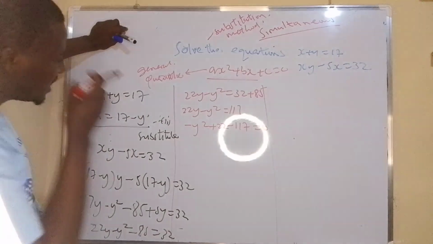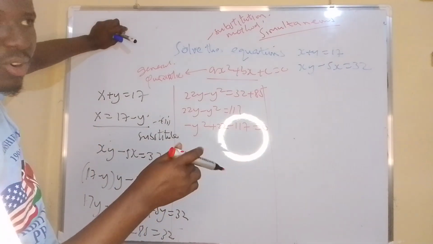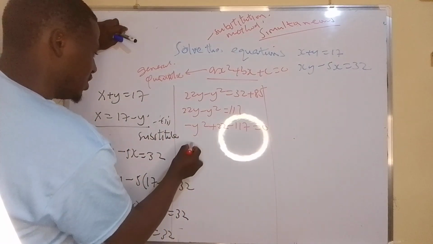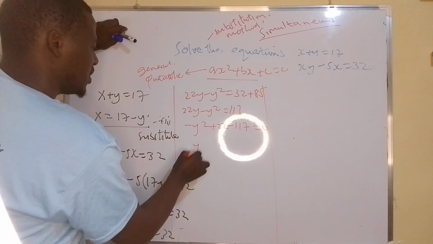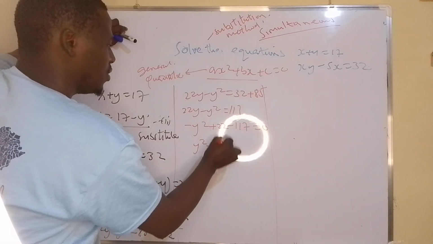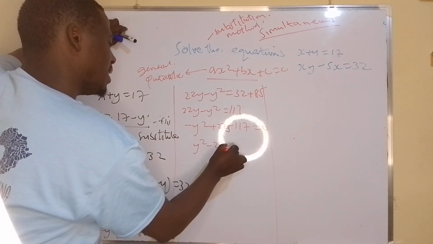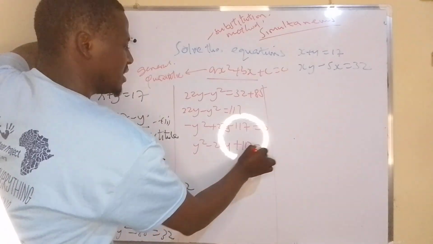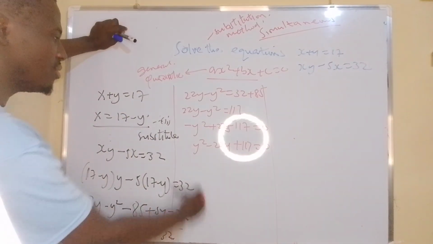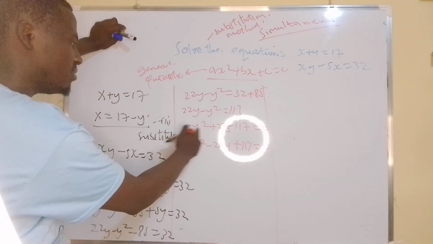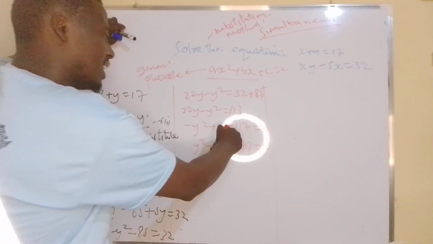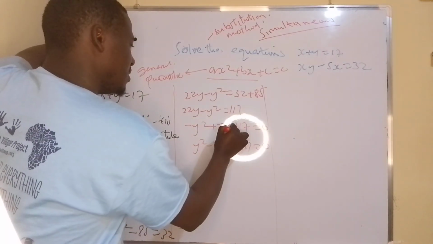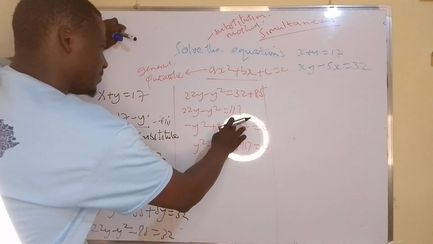Divide by negative, and make sure that the coefficient of y squared is a positive integer. So we get y squared minus 22y plus 117 is equal to 0. Why? Because divided by negative, negative goes positive, positive goes negative, and negative goes positive. It's important to take note of that.